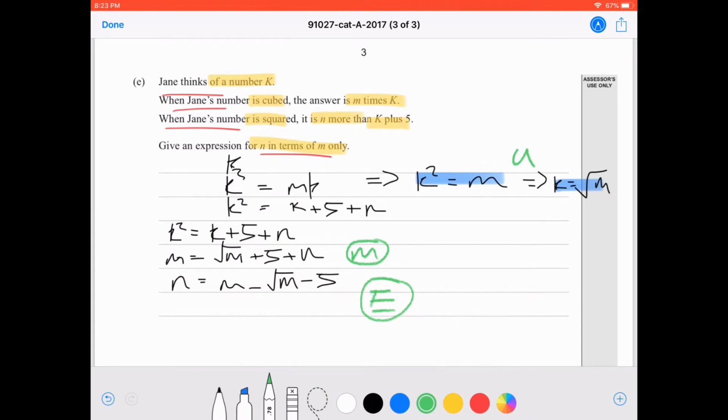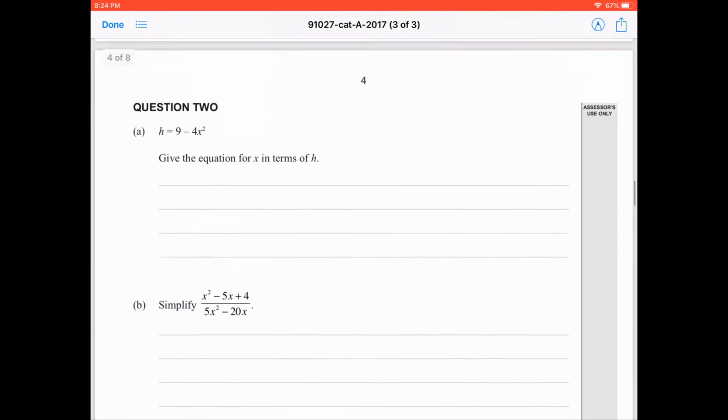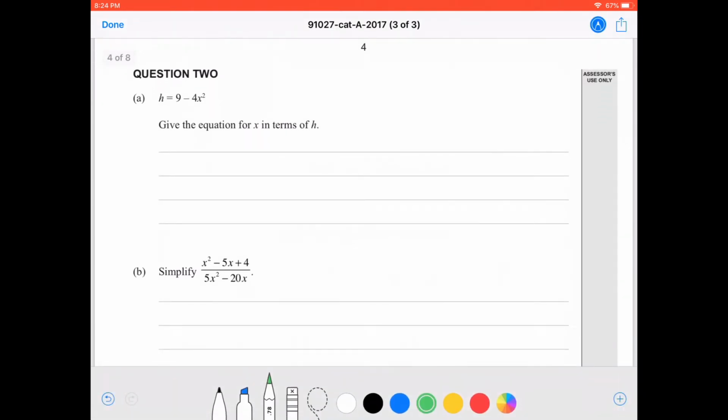Okay, let's keep going. Question 2 now. We've been given this equation h equals 9 minus 4x squared. Give the equation for x in terms of h. Okay, so all they're asking us to do is rearrange. We've got our equation h equals 9 minus 4x squared, and we're making x the subject, so it'll look like x equals whatever.